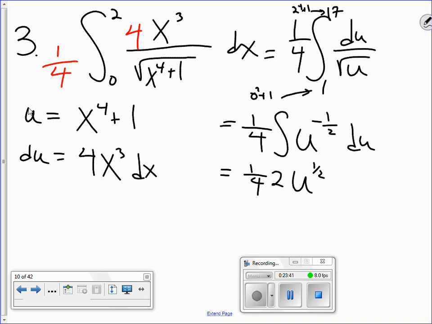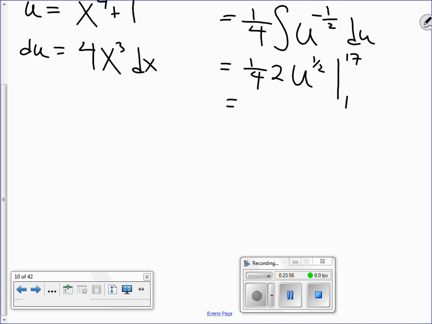Now, I don't do a plus c. I just put the line here, and I can just go from 1 to 17. I'm not going to have to switch this back to x's because I converted the limits of integration. 2/4. What's that? So I have 1/2 rad u. And I need to evaluate this from 1 to 17.